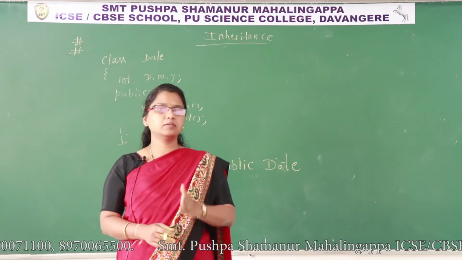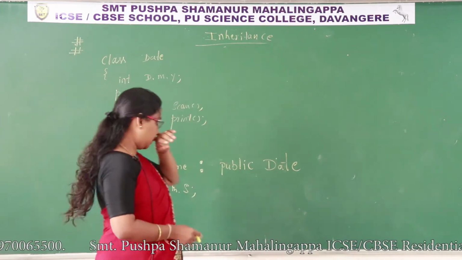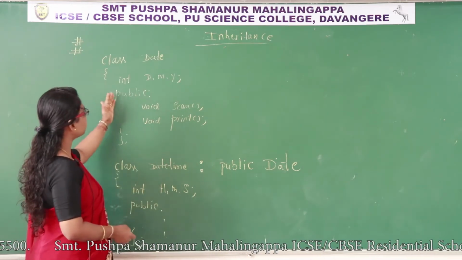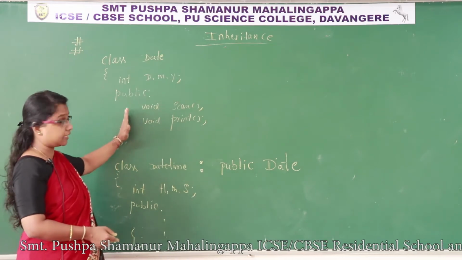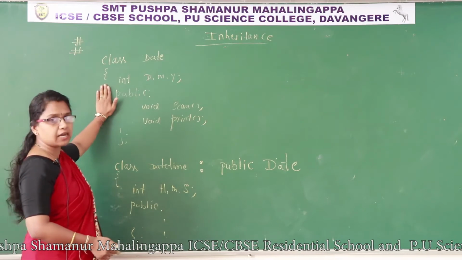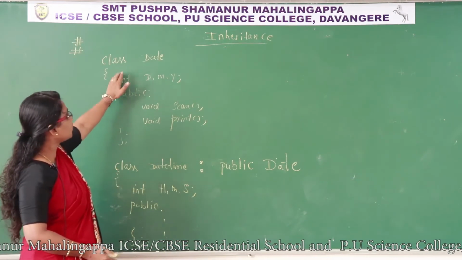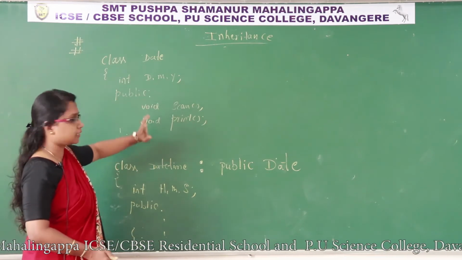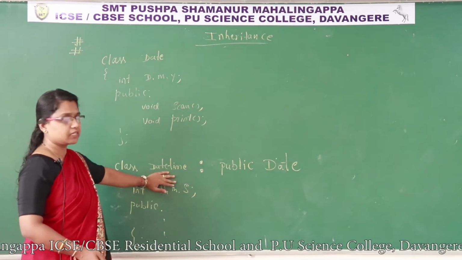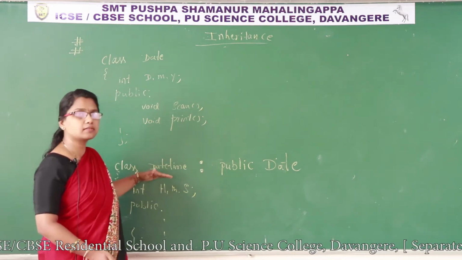Every class has both data members and member functions. Okay. Now I am accessing the properties of class Date in this class. So what we can say, this is the base class and this is the derived class. Base class, or super class, or parent class. Which is the child class here? DateTime is a child class, or derived class, or subclass.